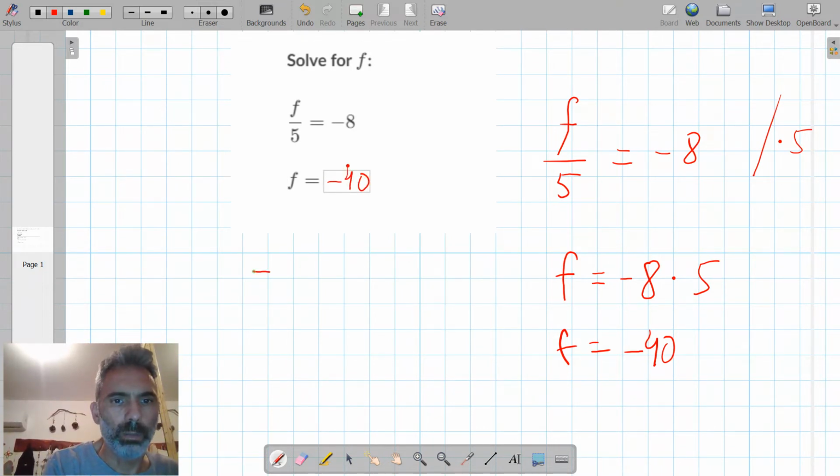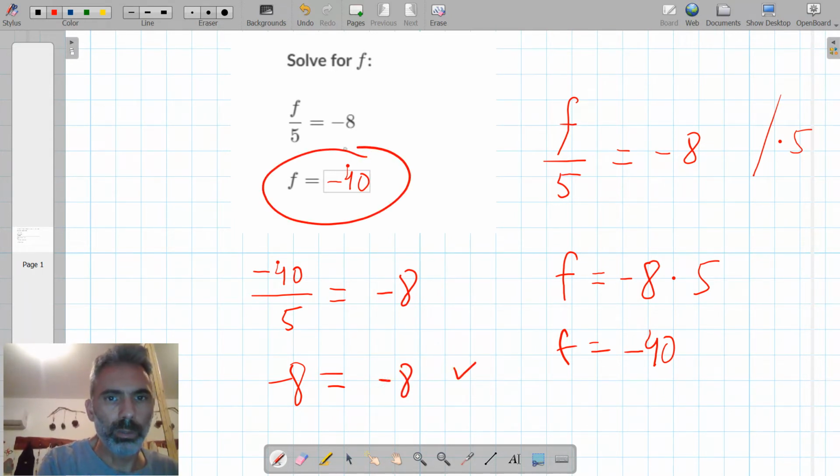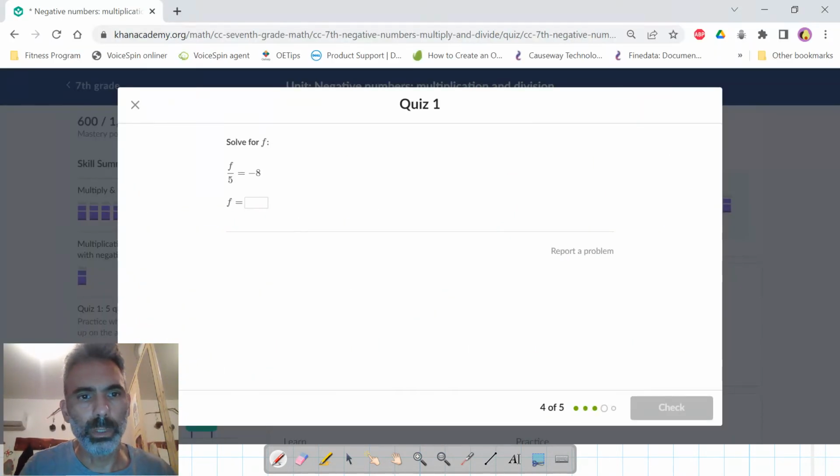And I will check it. Minus 40. I plug in minus 40 instead of f. Minus 40 over 5 equals minus 8. Then minus 40 divided by 5: 40 divided by 5 is 8, and the result is negative because a negative number divided by a positive number is negative. So minus 8 is indeed equal to minus 8. So f equals minus 40 is correct.